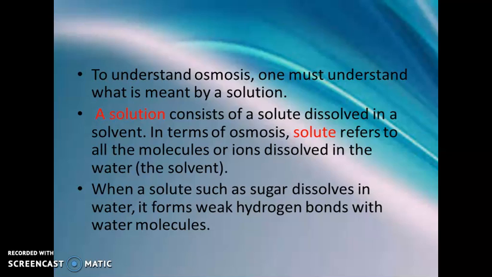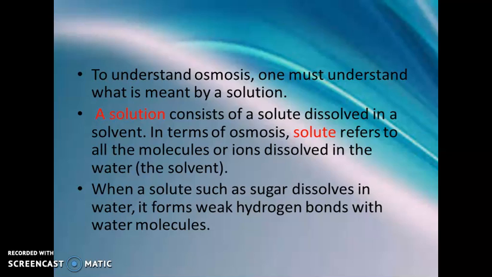To understand osmosis, which we discussed in the previous slide, one must understand what is meant by a solution. A solution consists of a solute dissolved in a solvent. In terms of osmosis, the solute refers to all the molecules or ions dissolved in the water, which is called the solvent. When a solute such as sugar dissolves in water, the solvent, it forms weak hydrogen bonds with the water molecules.